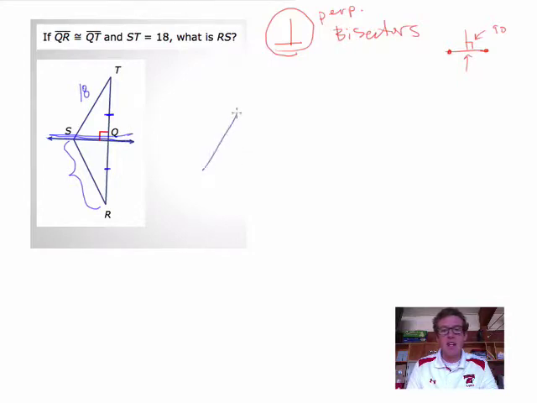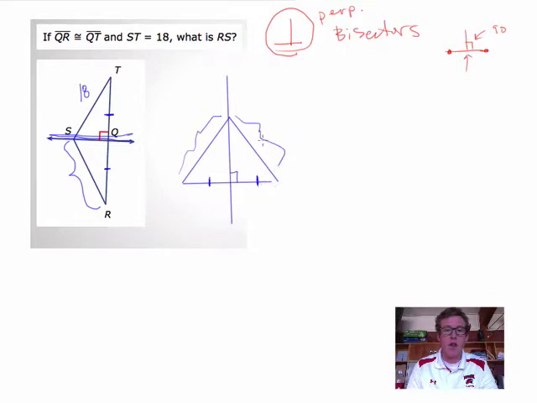It's kind of neat that if I take a triangle, let's do a better one, and I split it right down the center so that this angle right here is perpendicular, that tells me that this length and this length are the same, and also that these two lengths are the same as well. So since we know that ST is 18, we also know that SR is 18.